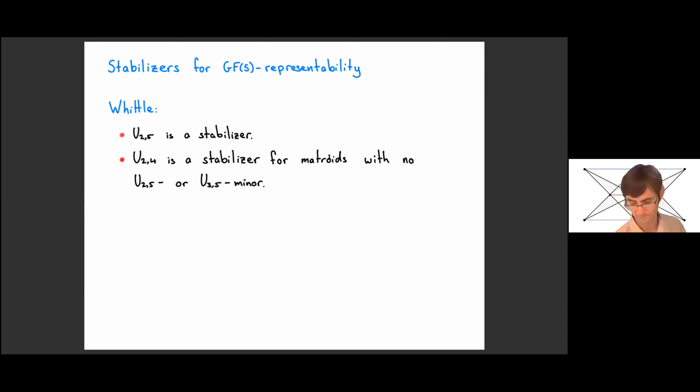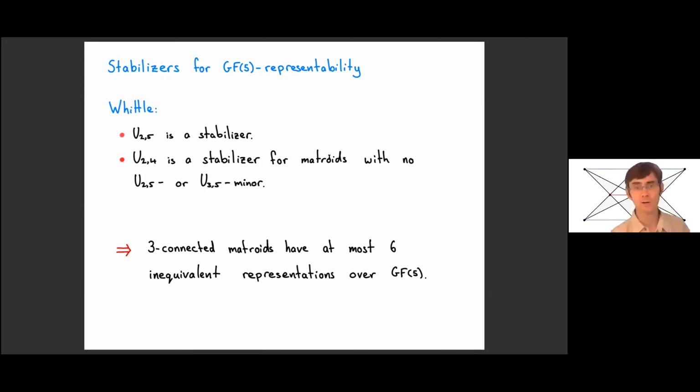Now you can look at the 5-point line, and it's got 6 inequivalent representations over GF5, and the 4-point line has 3 inequivalent representations. So that says that 3-connected matroids have at most 6 inequivalent representations over GF5.